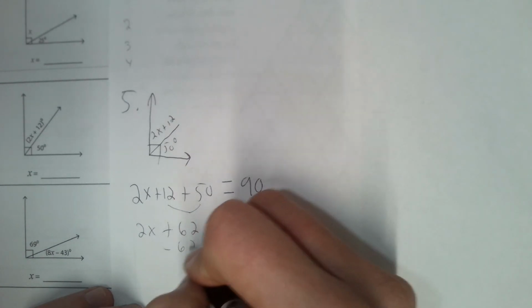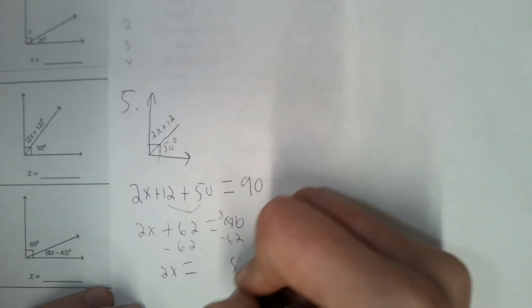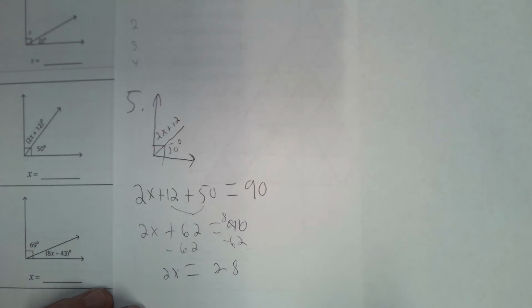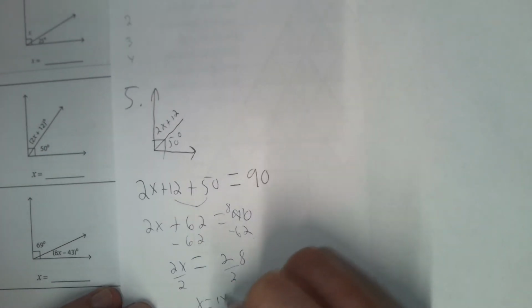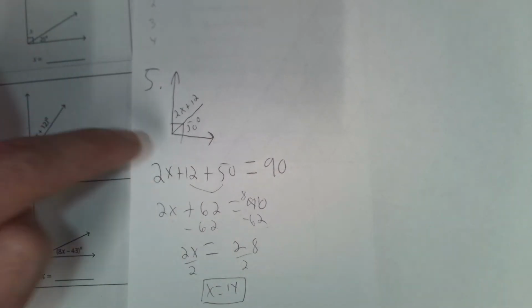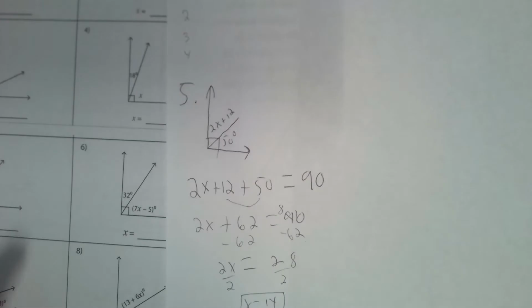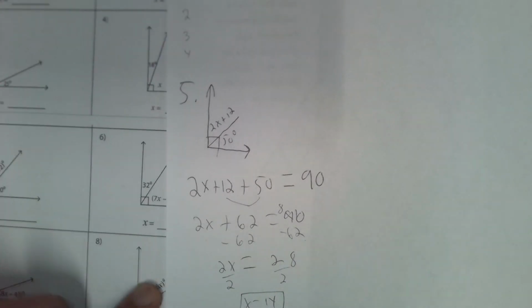Now we're going to subtract 62 from both sides. 2x equals, got to borrow, we're going to get 28. And final step, divide by 2, and x is 14. Again, you don't have to see the picture, but I've got to see the work. I got to see this step, this step, this step, and the answer. So that's going to be just like 6, 7, and 8. So if you want to pause the video here and do 6, 7, and 8, that's a good idea.